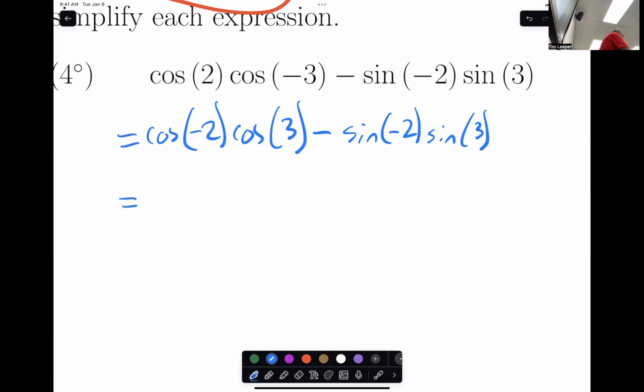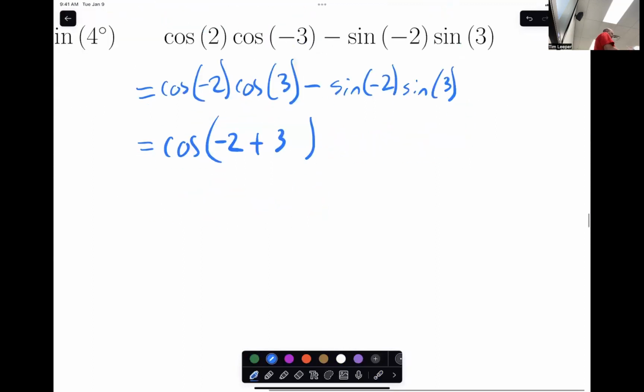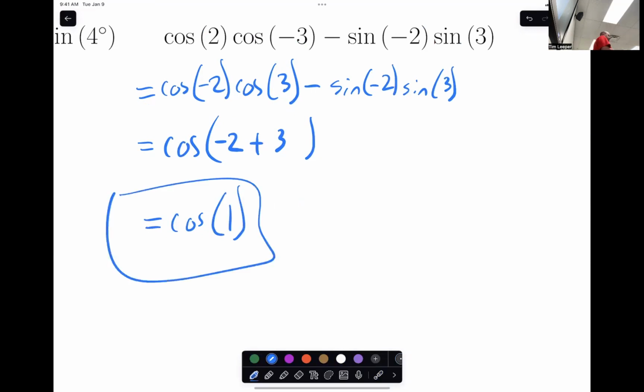Now the arguments are the same: cosine of -2, sine of -2, and then cosine of 3, sine of 3. That means I can now combine them into a single cosine of either a sum or difference. Because there is a minus there, we're going to use a plus, because it's always the opposite with cosine. Then just rewrite what we have here, -2 and 3. What is -2 plus 3? Sorry? 1. That's as simplified as we get.